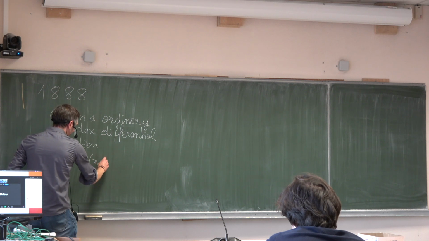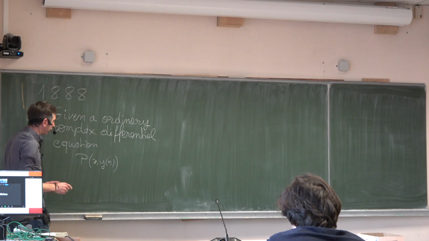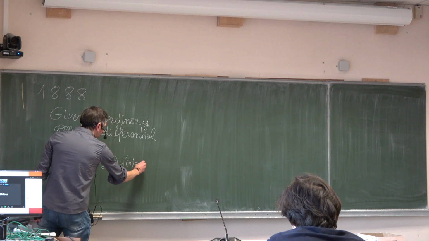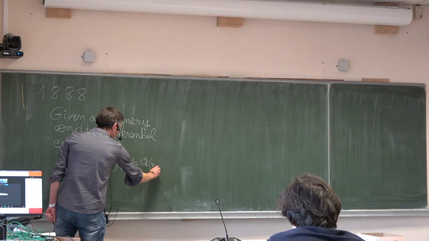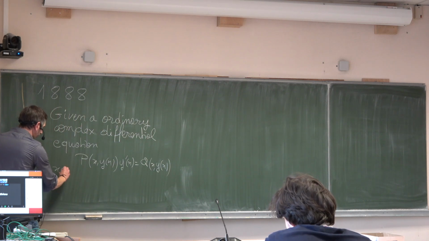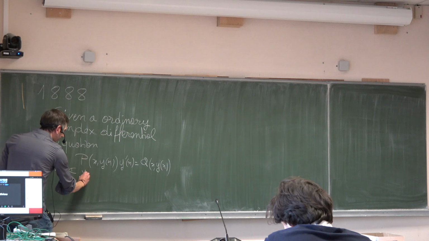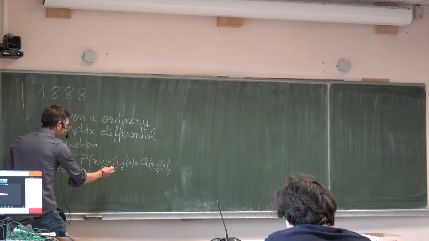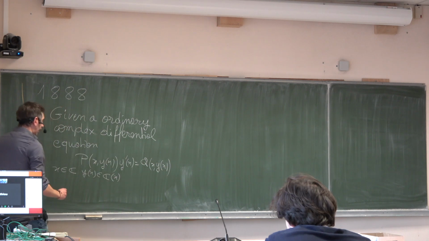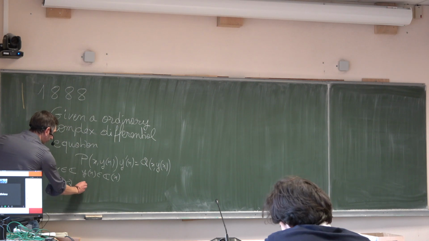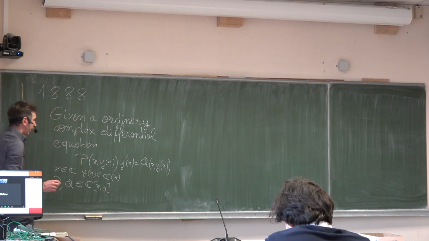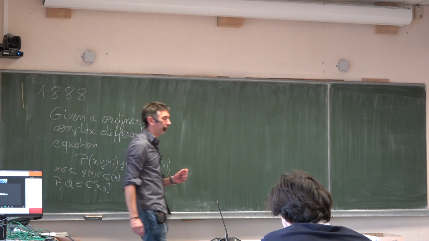So this is a differential equation of the following form. Write down p of x, y of x times y prime of x has to be equal to q of x, y of x. And in this equation, x is a complex variable. y of x is a function of the variable x. And p and q are polynomial functions. This is important. They are polynomial functions of the complex variables x and y.